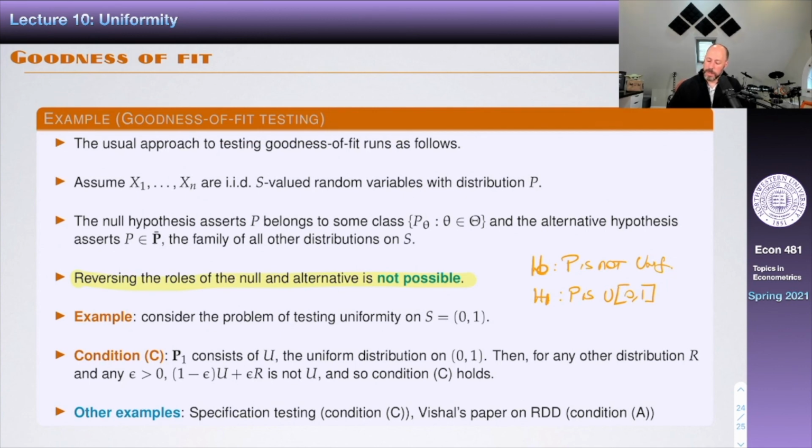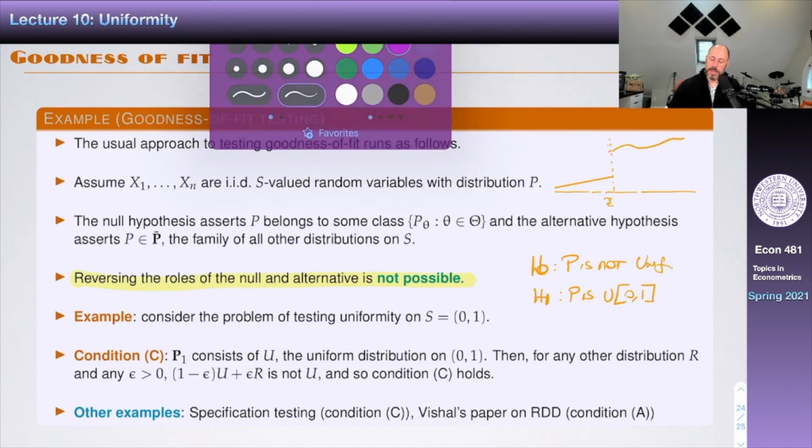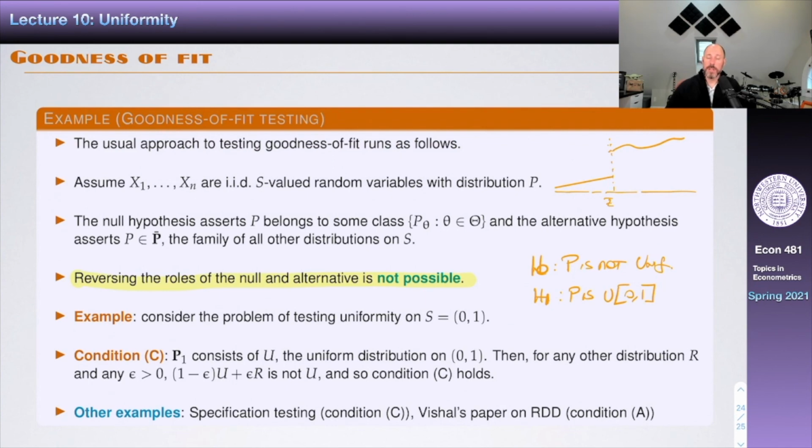And then, one of our former students, Vishal, used condition A, for example, to show that RDD is impossible. Which shouldn't be surprising. Suppose you have a discontinuity at this point. This is the threshold z bar, and suppose you have a function that is discontinuous. Now suppose you take this function. Well, that function is continuous.